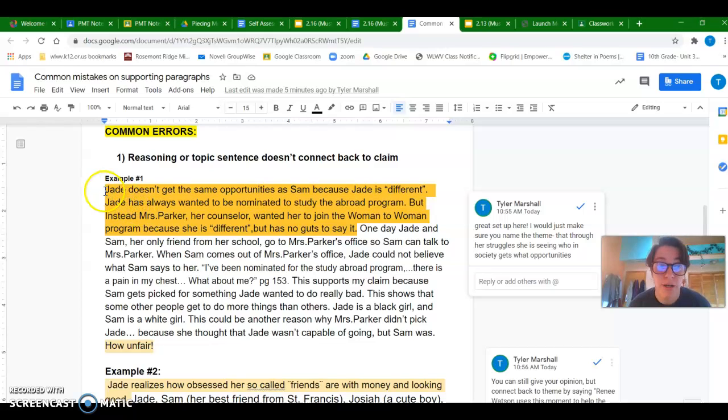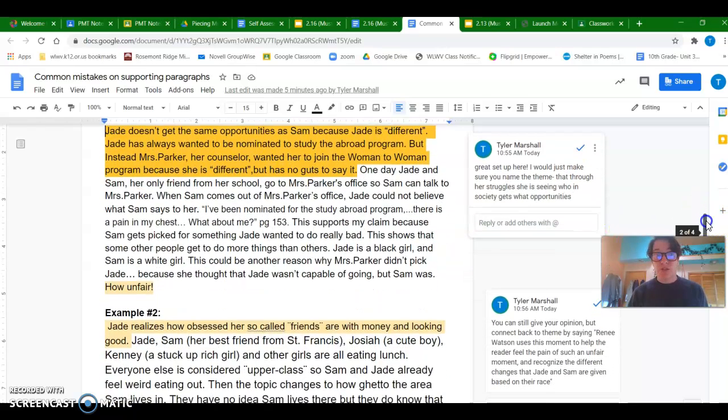So this person sets up their paragraph really well. They kind of talk about this in parentheses, Jade is different. But what I didn't see is making sure that you're naming theme and making it universal. So this says Jade doesn't get the same opportunities as Sam because Jade is different. But what's missing is the theme that's universal. So for example, what I said in my comment, through her struggles, she sees who in society gets what opportunities. So that universal piece needs to be in your topic sentence, connecting back to your theme each time.